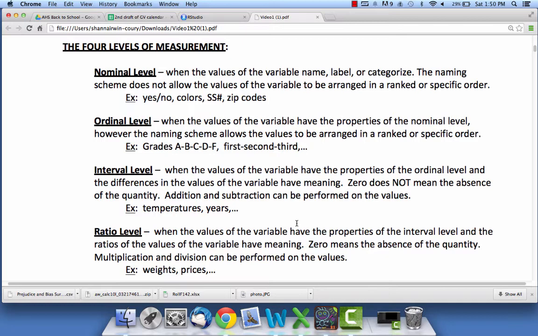Ordinal is still usually categorical, but it means that there's an order to it. So if you had, say, freshman, sophomore, junior, senior, those have an order to them. And first place, second place, third place, grades. Of course, we don't have D's, but A, B, C, F. Anything that's in an order like that.